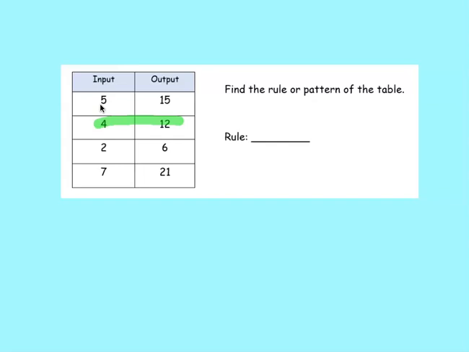So let's see if that works on my table as well. Maybe it is times 3. So let's go back and look at 4 and 12. Is 4 times 3 12? Yes, it is. And I know my multiplication facts.